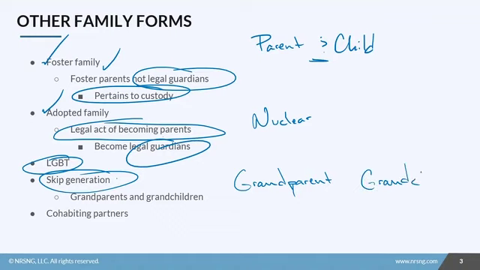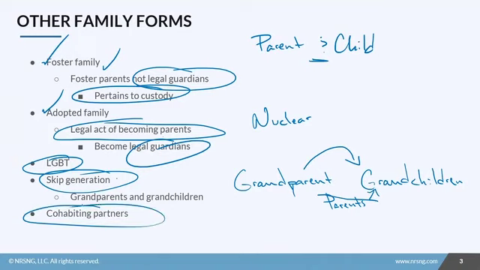So what's happened is that the parents of these kids are no longer in the picture, and these adults are taking care of these children. So they're the responsible adults. The last one you may run into is something called cohabiting partners.